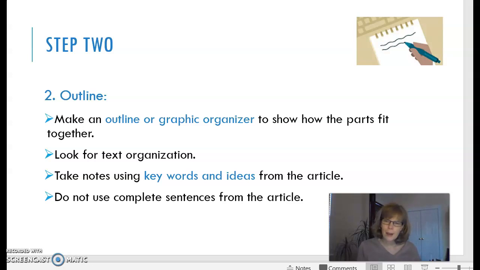Guys, when you're taking notes, don't try to write complete sentences from the article. When you're taking notes, you're going to be just writing keywords in order to create an outline, in order to see the overall organization.